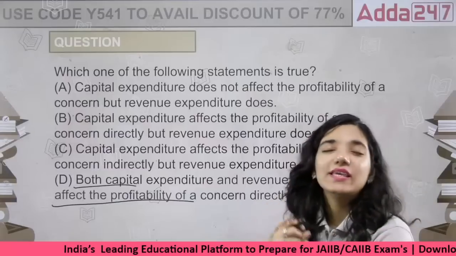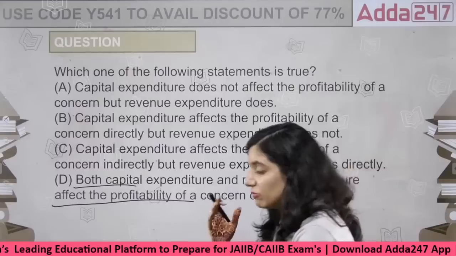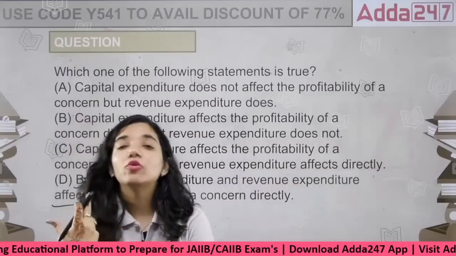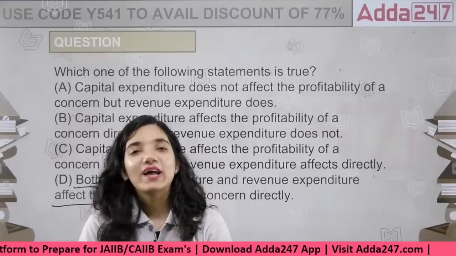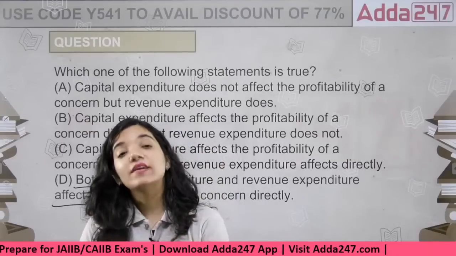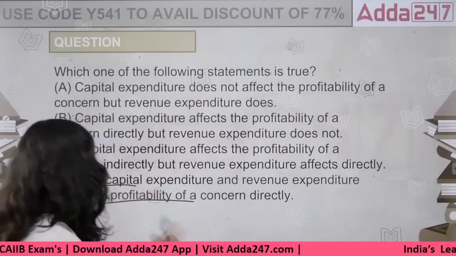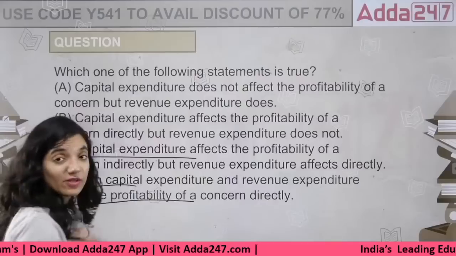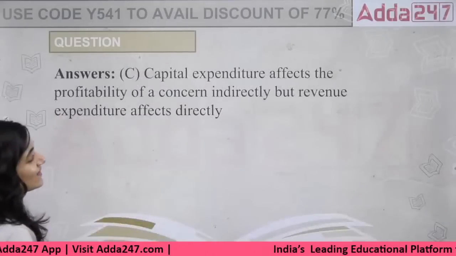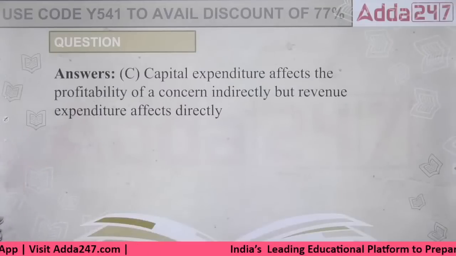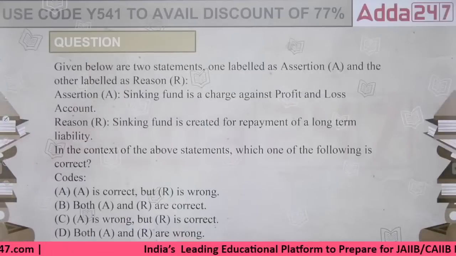When we talk about capital expenditure, if I buy a particular asset, it will never add more profit directly. What happens is, because I acquired a good asset, that asset generates good income for me in the future. So in this case, the correct point would be that capital expenditure affects profitability, but it affects it indirectly, while revenue affects it directly. So the correct answer is C, right?